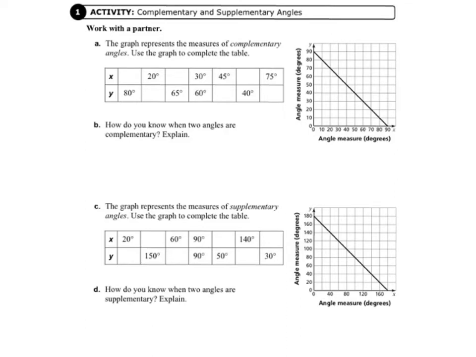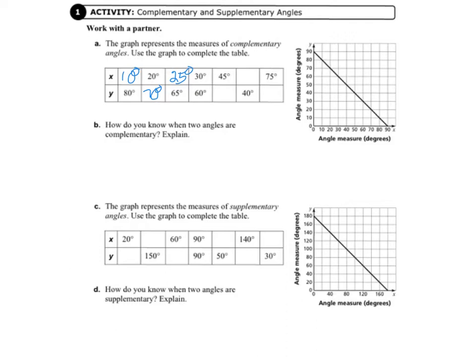90 degrees. So if y were 80 degrees, then x would have to be 10 degrees in order to make our complementary angle be 90 degrees. And if x were 20 degrees, then y would need to equal 70 degrees. If y is 65 degrees, then x has to equal 25 degrees.